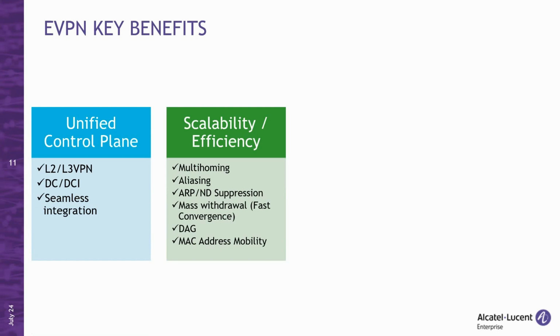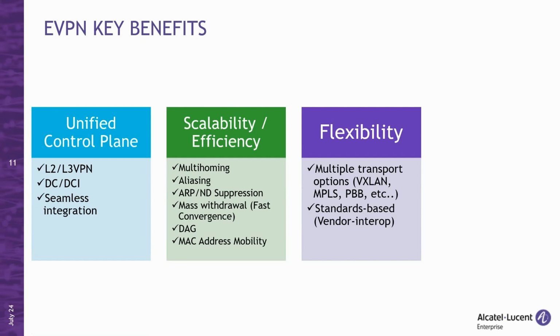Since EVPN is based on BGP, it is a proven, stable, and scalable protocol. Also, EVPN can run on multiple transport technologies, such as VxLAN, MPLS, PBB, and more, as we've discussed earlier. So this provides flexibility to the user. It's also a standards-based technology supported by many vendors, which allows for interoperability.